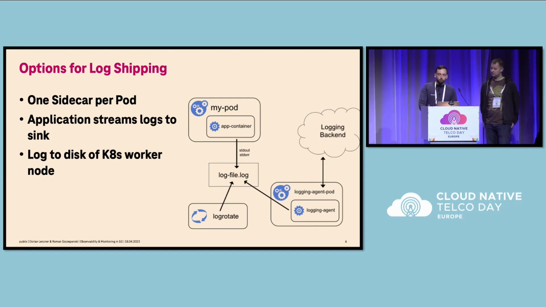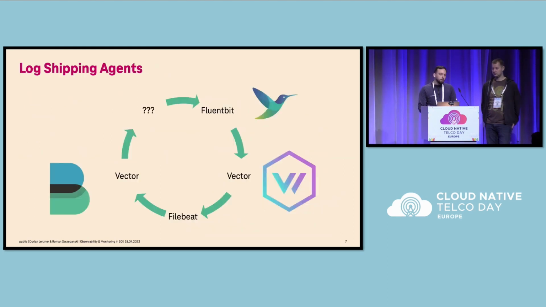And of course, you can also log to disk directly on the worker node, collect the data there and send it to some logging backend. As I said, the slide is directly from the Kubernetes documentation, not really a surprise. We tried several of the log shipping agents available. At the start of the journey, we had FluentBit, and it just worked.